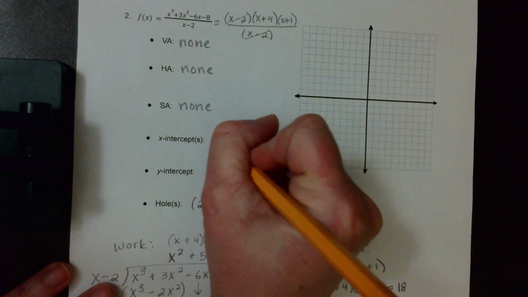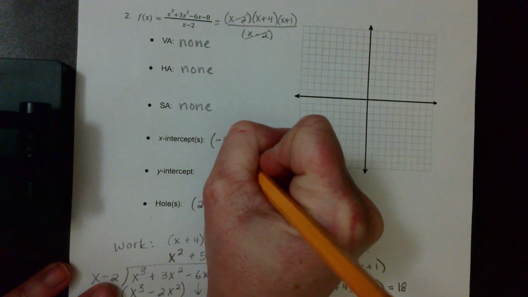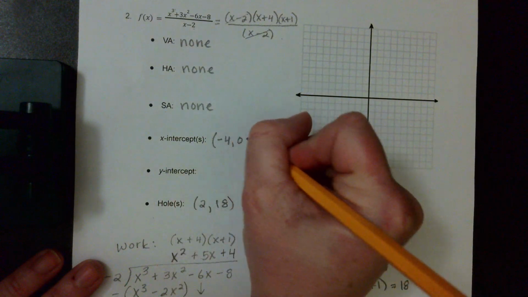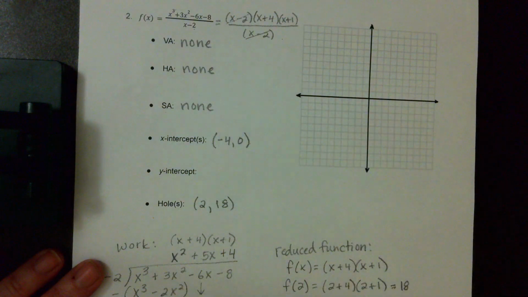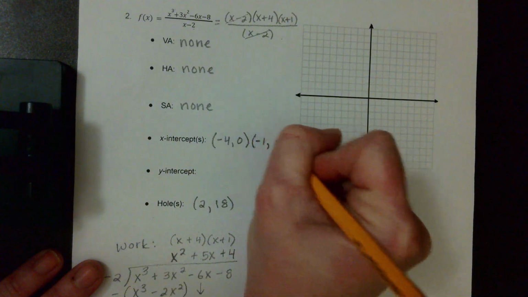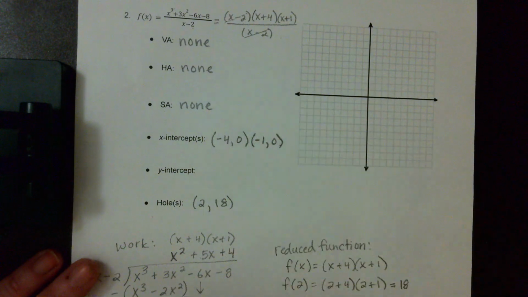So my x value is -4. For my x-intercept, my y value would always be 0. And my other x-intercept occurs when x is -1. Again, the y value for x-intercepts is always 0.